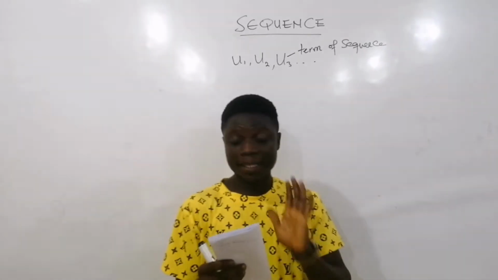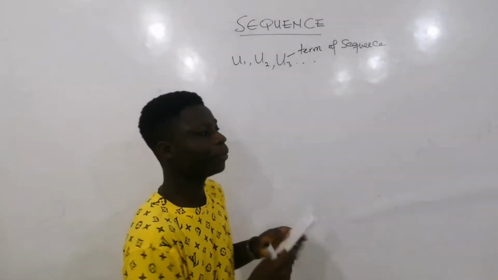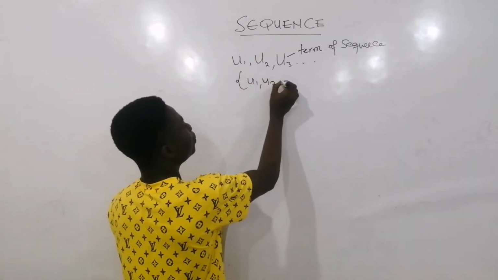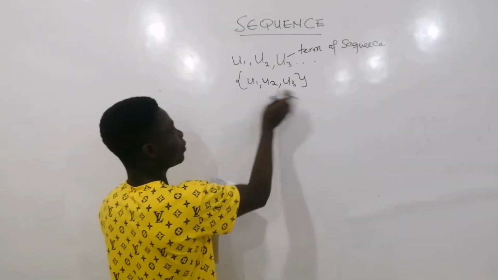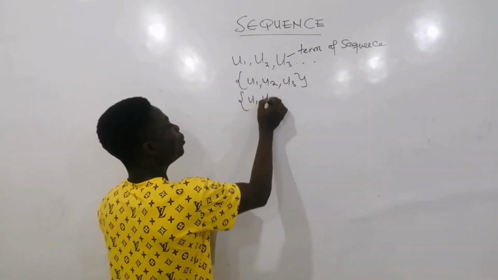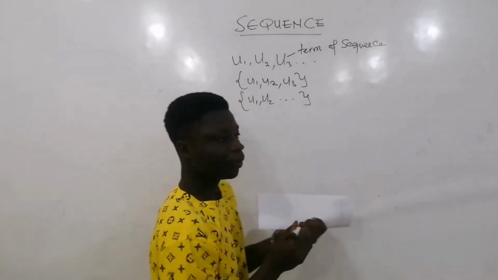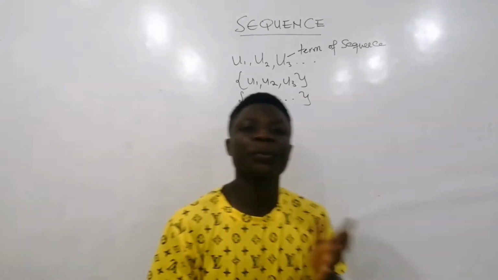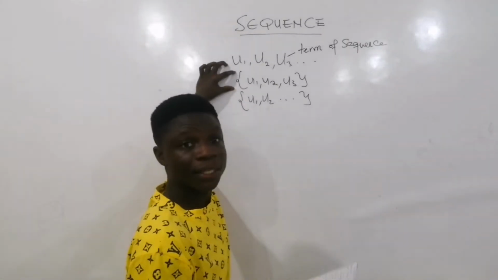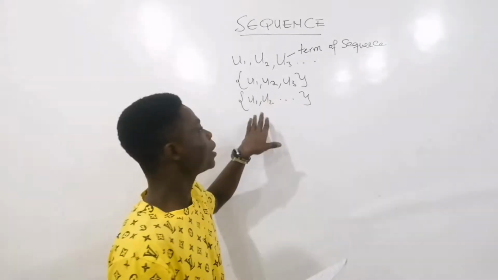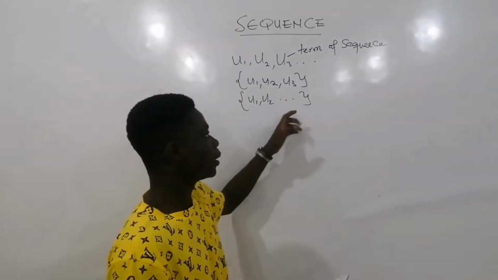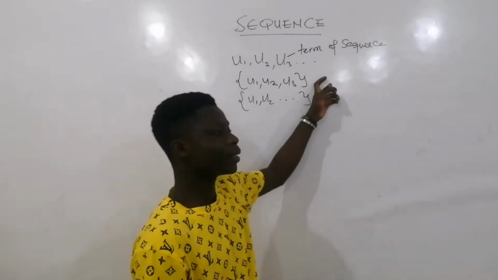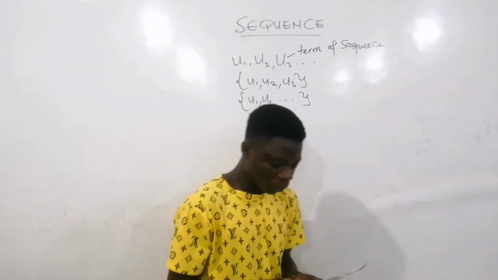Now note this. If a sequence has a last term, what does it mean? Maybe U1, U2, U3, and it closes. If a sequence has a last term, it is called a finite sequence. But if a sequence doesn't have a last term, it is called an infinite sequence. This is a form of sequence we have: the finite sequence and the infinite sequence.